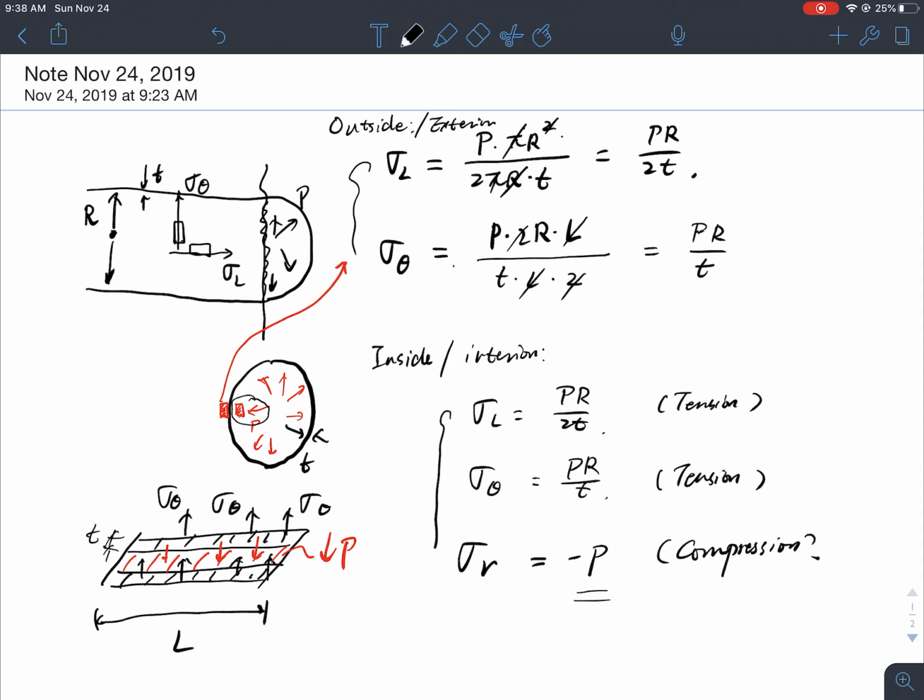All right, now let's take a look at an example of how we can calculate the stress components in the pressure vessel in a practical application. Okay, so here's one example.